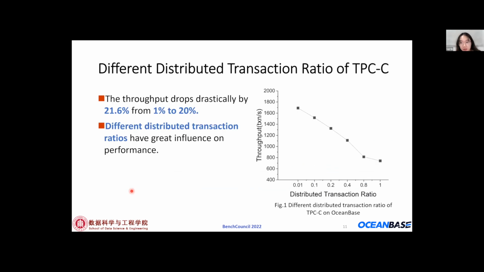This experiment shows the throughput of new order on OceanBase by adjusting distributed transaction ratios. When distributed transaction ratios range from 1% to 20%, the throughput drops dramatically by 21.6%. It demonstrates that different distributed transaction ratios have great influence on performance, which should be taken seriously in benchmarking distributed transactional databases.